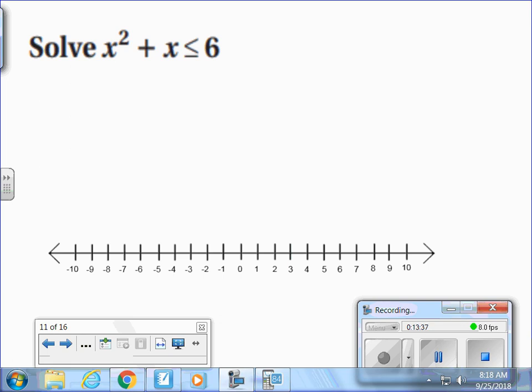All right, we'll try this one. First of all, before you use factoring to solve anything, you always have to be set equal to 0. Just like yesterday, using the quadratic formula, you got to be set equal to 0. So I'm going to start by subtracting the 6 over.